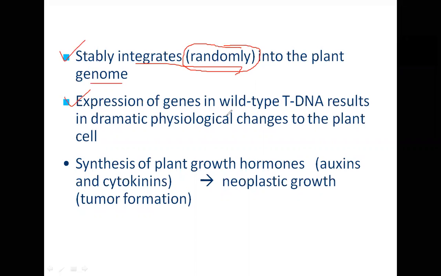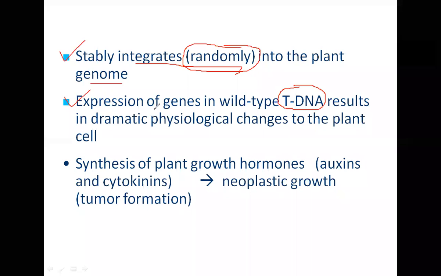And expression of genes in wild type tDNA: I just told you that this tDNA contains genes for opine synthesis and genes for plant hormone synthesis. So when these genes get expressed, locally you have large quantities of plant hormones in that localized area. Localized area means the site of infection, where there is a wound. In that particular area there is too much concentration of plant hormone, resulting in an uncontrolled growth of tissues over there, resulting in the formation of a tumor.